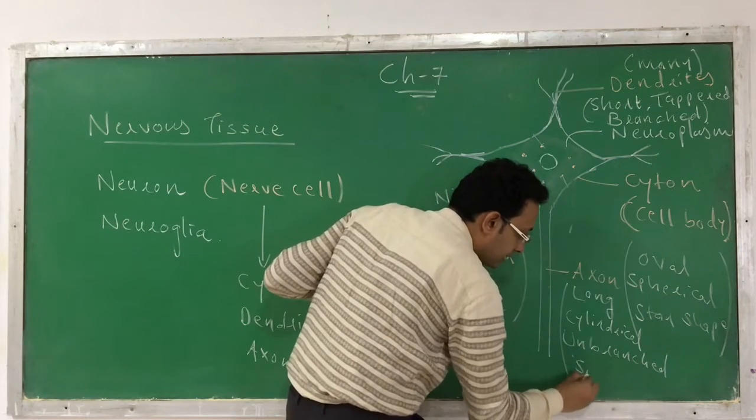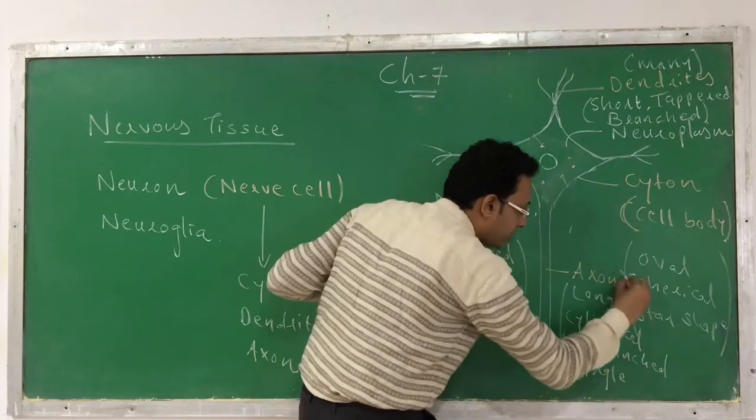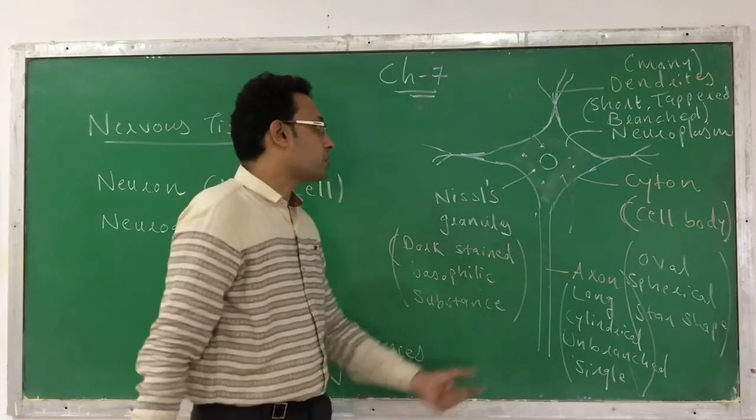And it is a single, which means there is only one axon present. Okay, so this is called an axon.